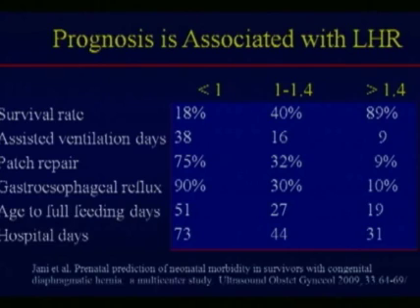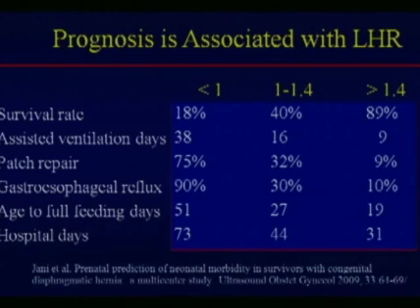Just going through the various outcomes, the most important one, of course, is survival rate. And again, a major difference: with a ratio less than 1, the survival rate is only 18% compared to almost 90% when the lung to head circumference ratio is greater than 1.4. Assisted days of ventilation, again, major differences, 38 days versus 9 days. Looking at other outcomes like the need for a surgical patch repair of the hernia because the hernial defect itself is so large, 75% versus 9%. Again, huge differences simply by using this simple method of looking at lung to head circumference ratio.